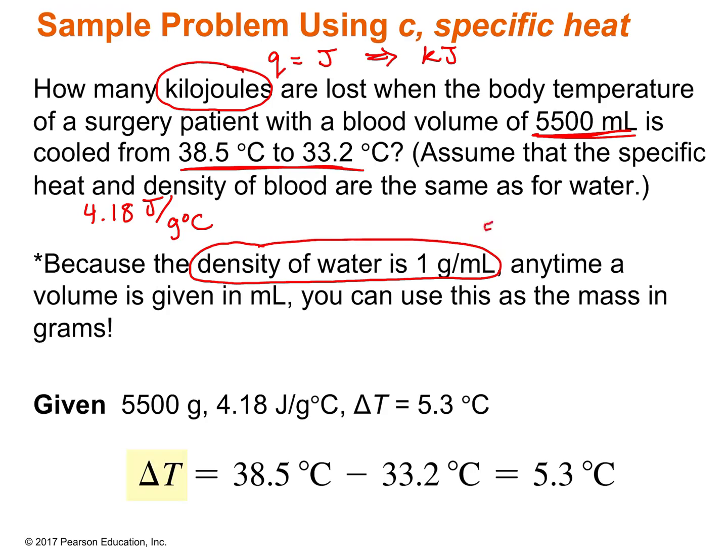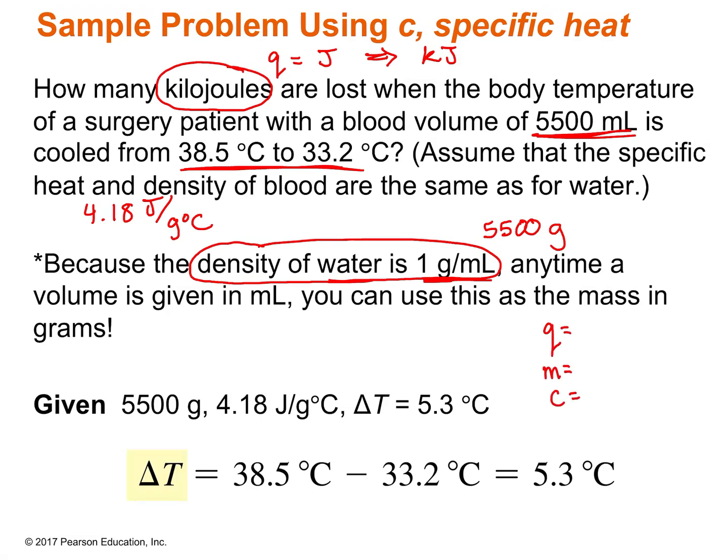So if it's 5,500 milliliters, that means it's 5,500 grams of water. Okay, only for water though, and it's because this density is 1 gram per milliliter. If it was anything else, we couldn't do that, but since blood is mostly water, we are going to treat it as water, so our volume and our mass are essentially the same.